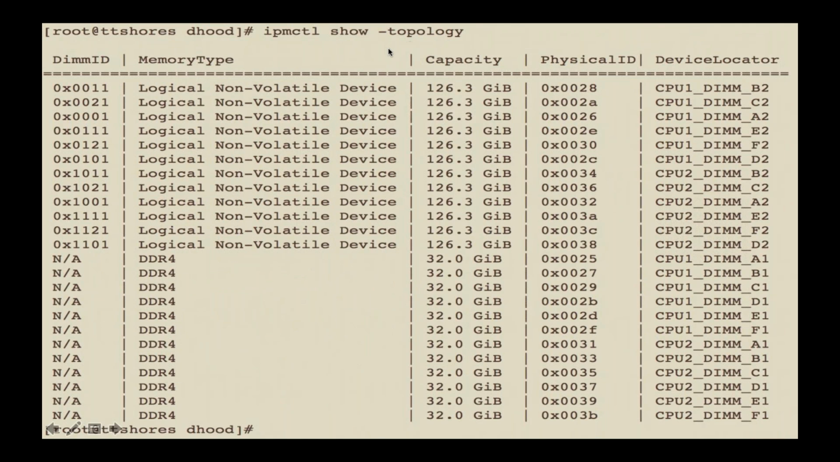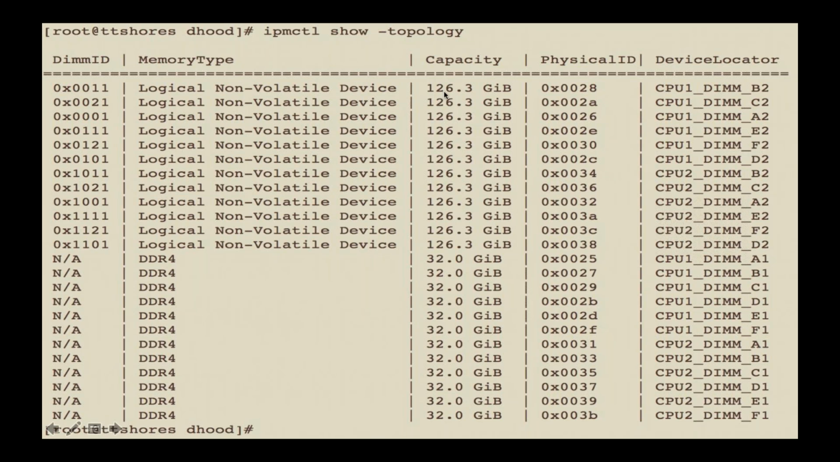If we look at the topology, I got 12 slots all running DRAM. They were using 32 gig DIMMs because they tend to be the sweet spot for cost effectiveness, which allowed me to use 12 other slots for persistent memory. These are 128 gig memory modules. There's also 256 and 512 memory modules available from Intel.